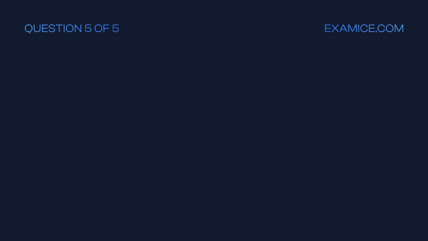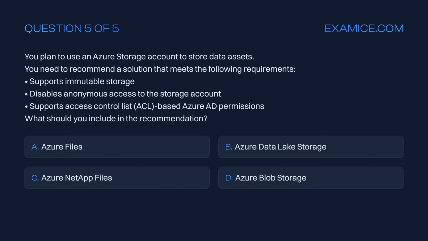Question 5. You plan to use an Azure storage account to store data assets. You need to recommend a solution that meets the following requirements: supports immutable storage, disables anonymous access to the storage account, supports access control list-based Azure AD permissions. What should you include in the recommendation? Option A, Azure Files. Option B, Azure Data Lake Storage. Option C, Azure NetApp Files. Option D, Azure Blob Storage.